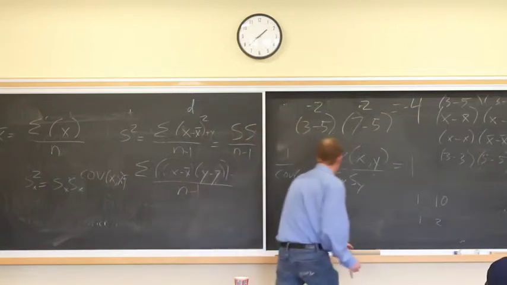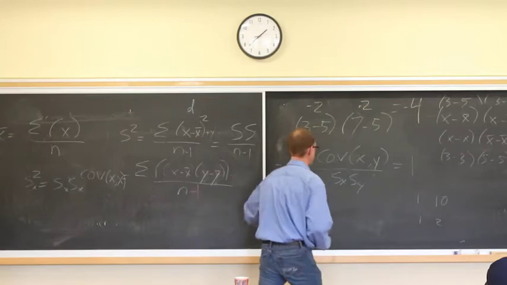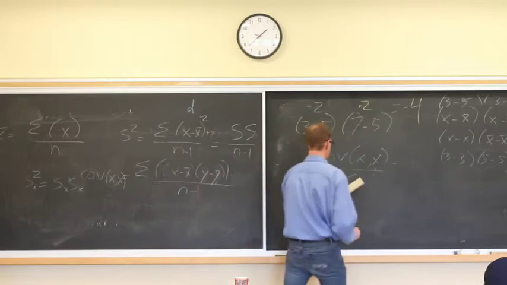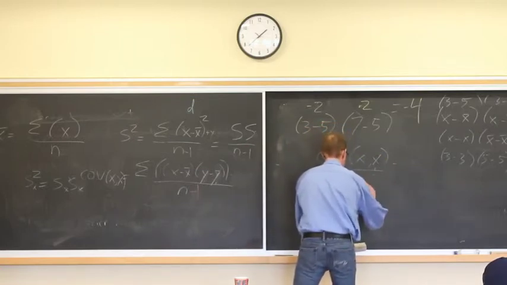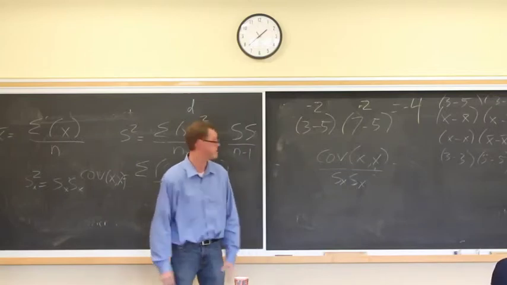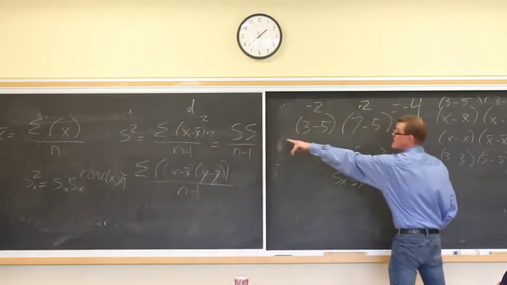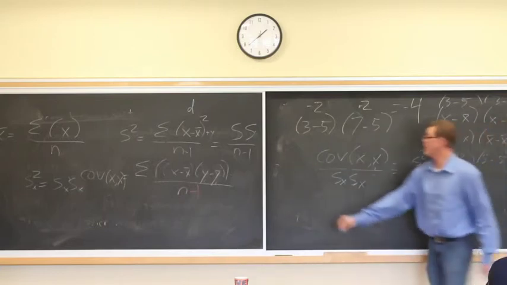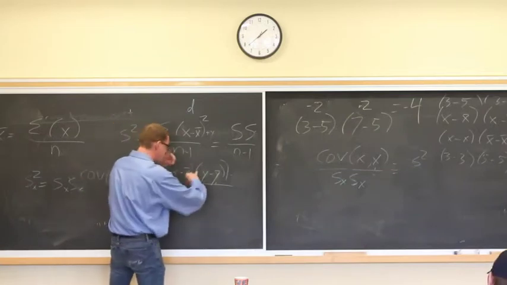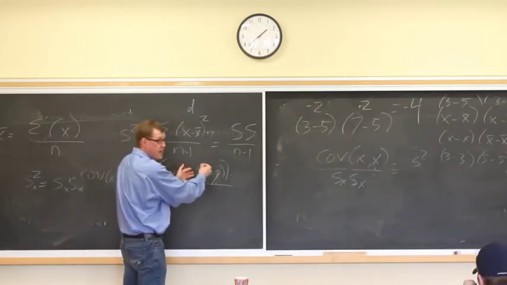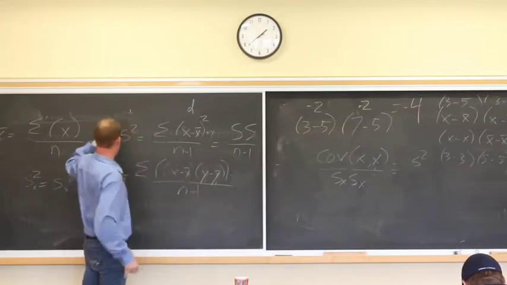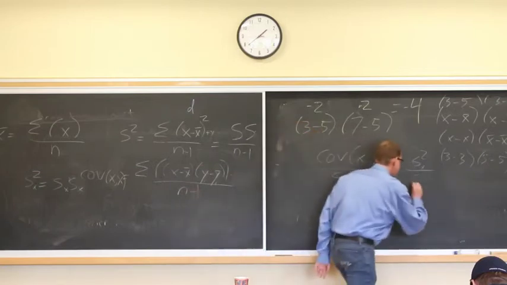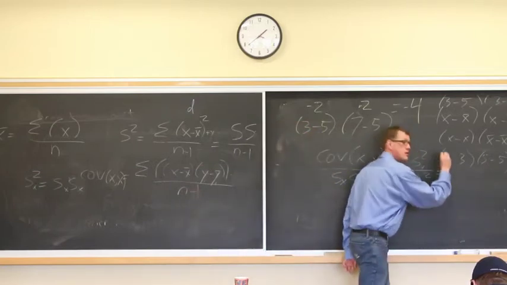So, if we do this, let's go back to the single situation. We have covariance of x with itself all over the standard deviation of x times the standard deviation of x. And the covariance with itself is just equal to s squared, right? That's what we did up here. So instead of x minus the mean of x times y minus the mean of y, it's just x minus the mean of x times x minus the mean of x, which turns out to be this. So this is s squared, that's x squared, over sx squared, which equals 1.